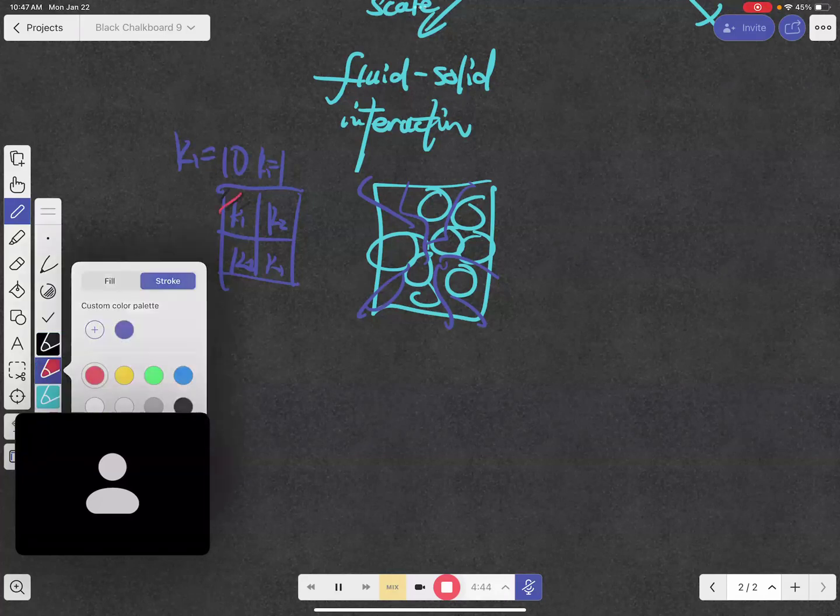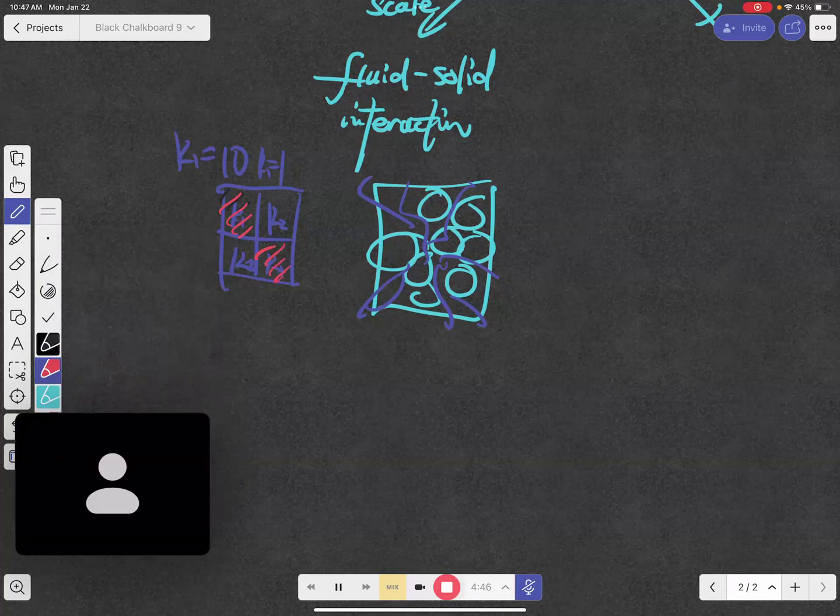Use a different color. The red quartz is 10 times more porous than the purple blocks, and we organize it in a checkerboard way. So what is the effective porous media, effective conductivity? You kind of need to know how the water is moving.